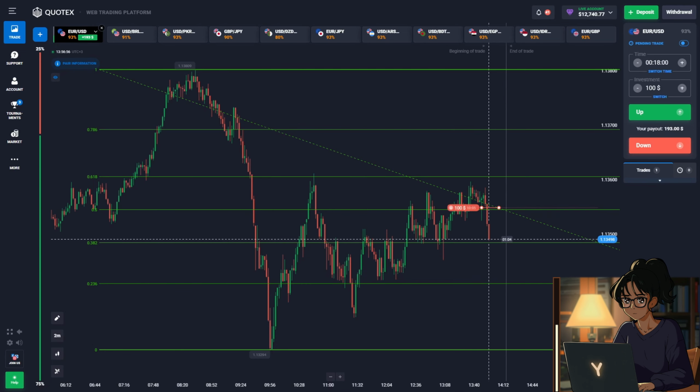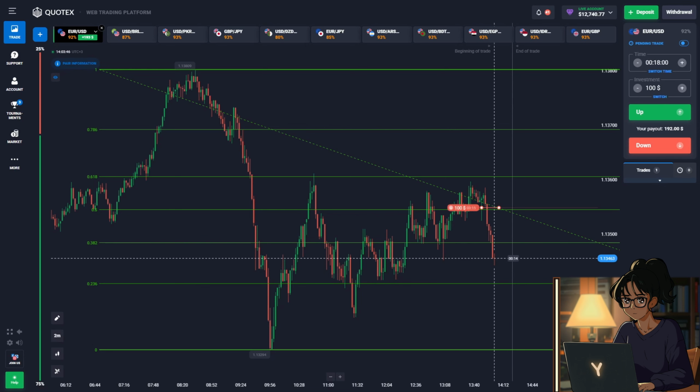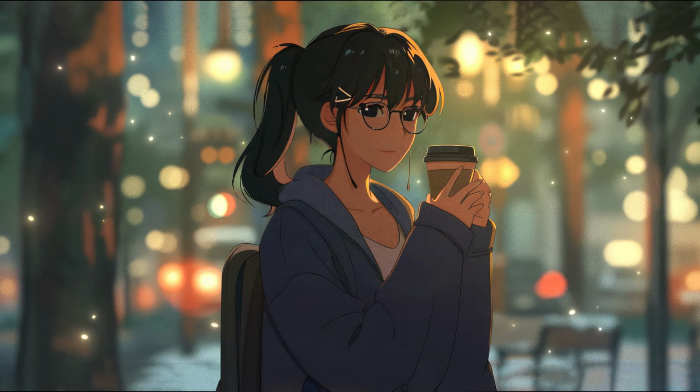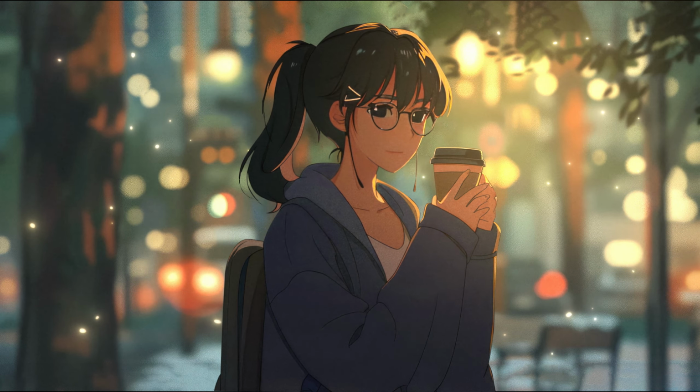So I opened a put trade for 18 minutes because I was on the 2-minute chart and there was another 0.5 level below, another resistance. I gave the trade extra time to avoid getting caught in a pullback. Trade closed in profit. Fibonacci isn't magic, but when used right, it gives you structure and precision.